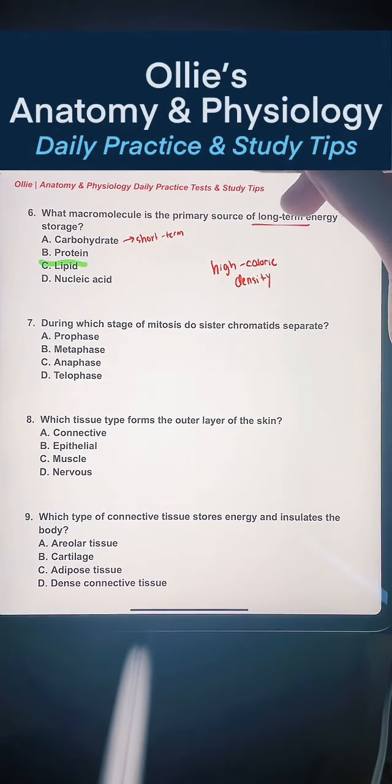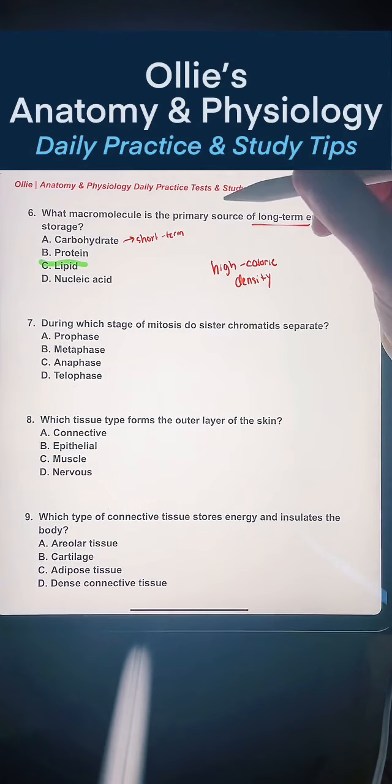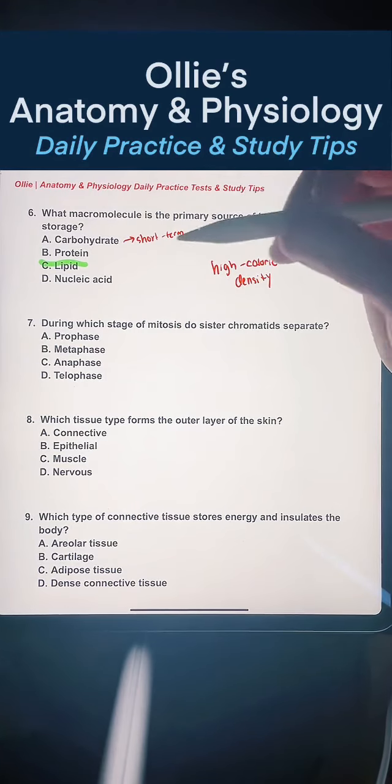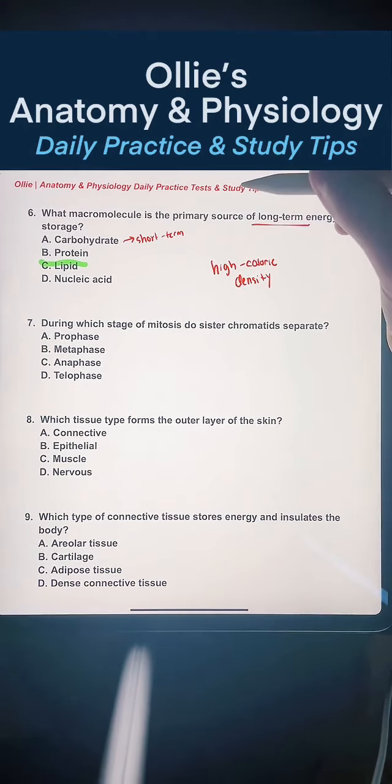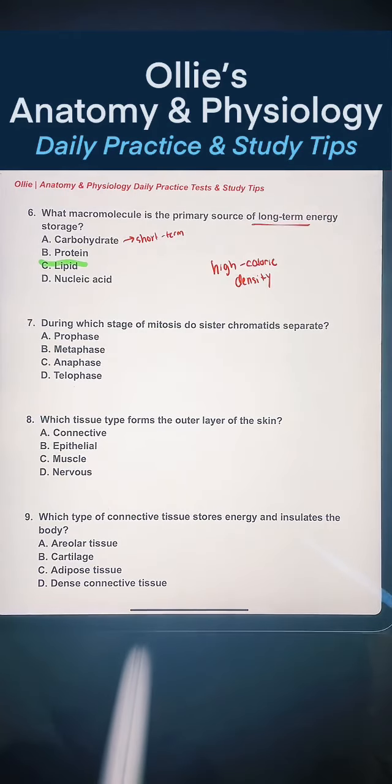Proteins are not usually for energy. They are mostly used for energy in survival-type situations. Nucleic acids store genetic information. But proteins, if people say protein gives you energy, not really. That's really only in terms of survival. Mainly it's carbohydrates for short term, followed by lipids for long term.